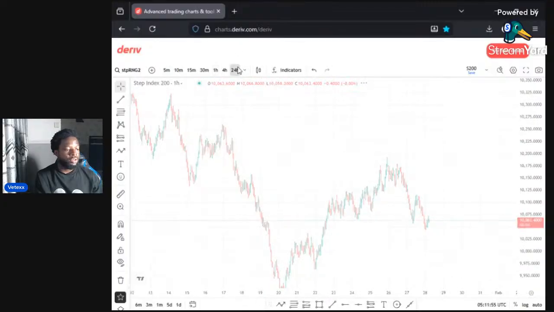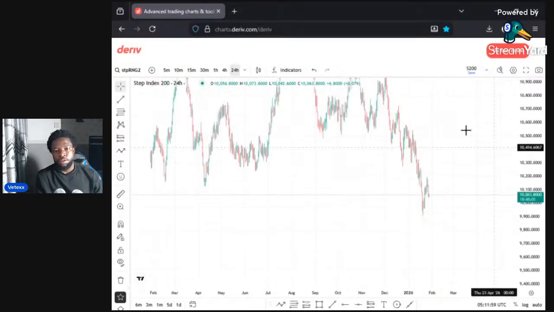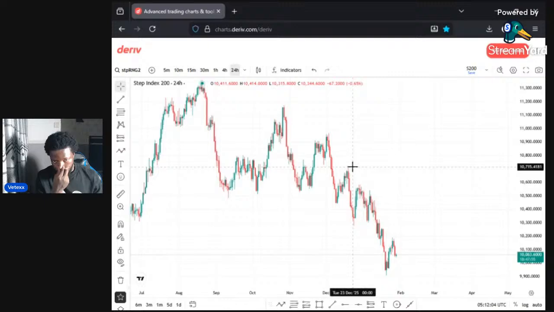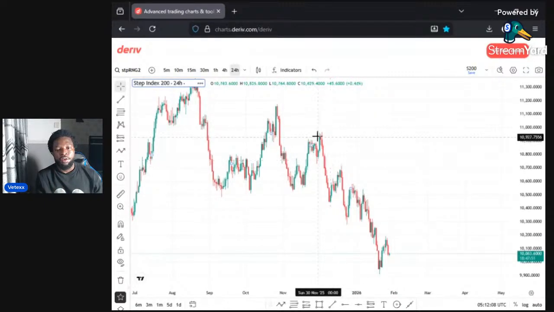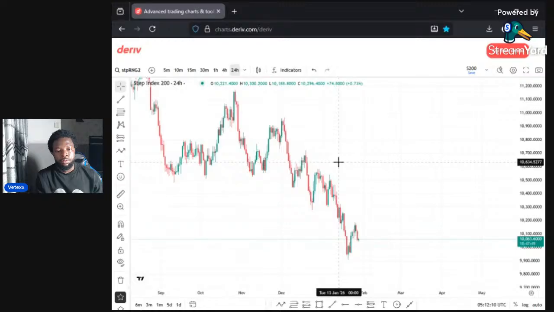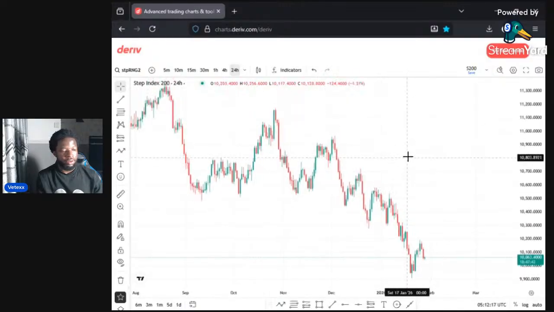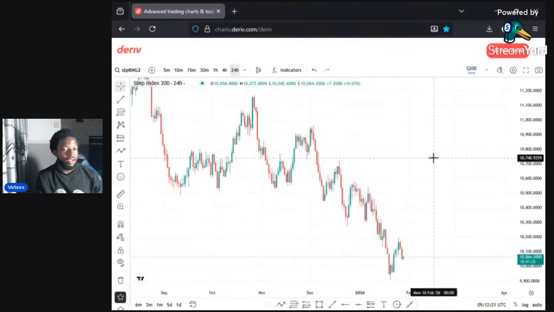Okay, step 200. We're going to be analyzing step 200 from the higher time frame. Starting from the higher time frame, we have our structure that has already formed here, which is this. Remember, we are trading the advanced market structure.